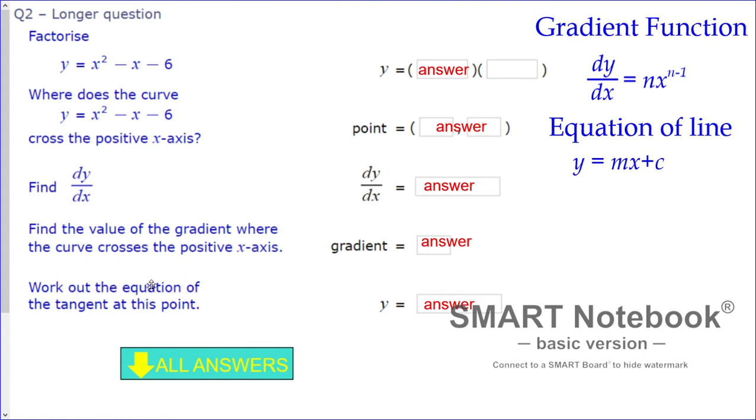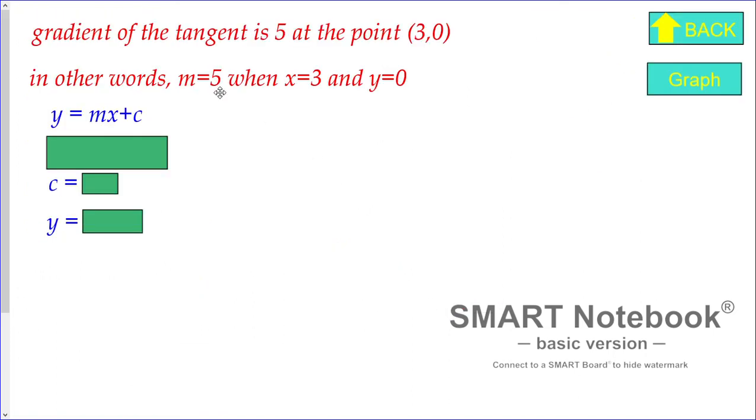Lastly, work out the equation of the tangent at this point. We did that in our previous question. We need a point, and we need a gradient. We have both of those. The gradient of the tangent is 5 at the point 3, 0. Okay, that's what we just found out. In other words, m equals 5 when x equals 3 and y equals 0.